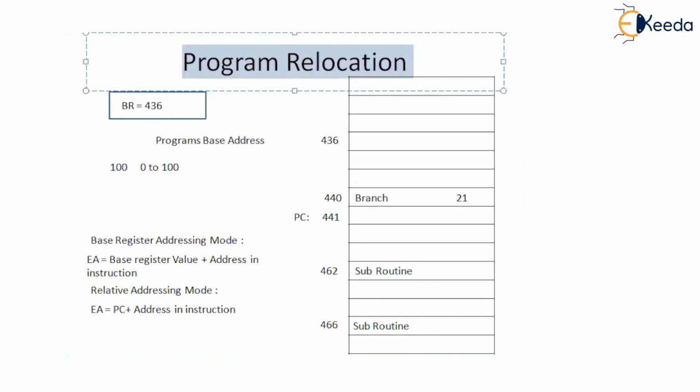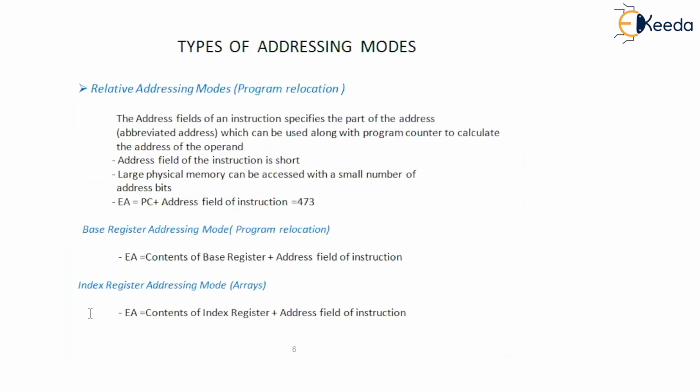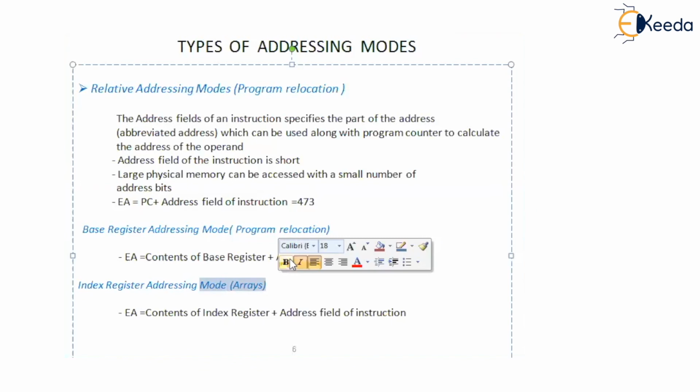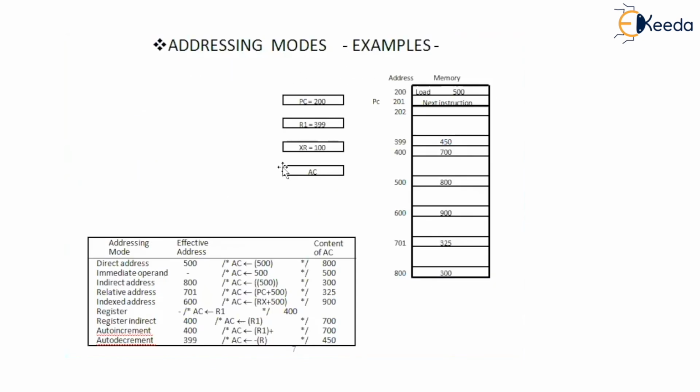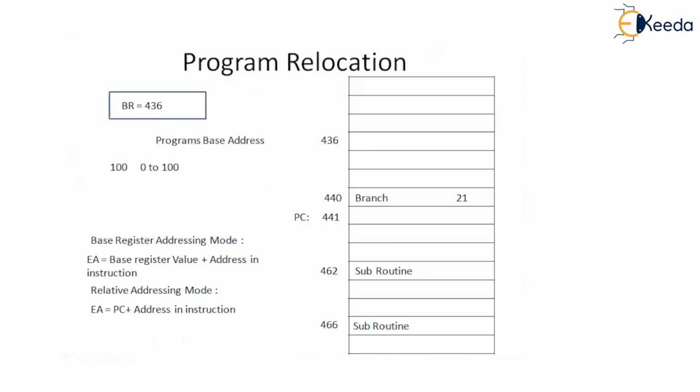And then there is something called index register addressing mode. Base register addressing mode and index register addressing mode, the definition part will be equal, right? Because we are adding the contents of either the base register or the index register to the address part of the instruction. But the implementation is different. Index register addressing mode is used to implement arrays. So whenever you declare an array A of 100, immediately within the main memory some 100 locations will be provided, in which the index register will be provided with the base address of the array.